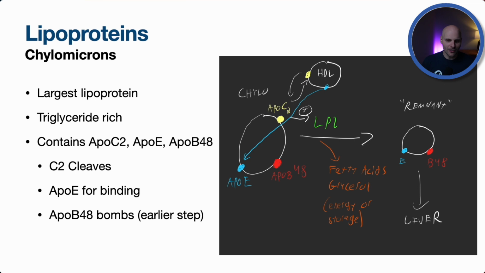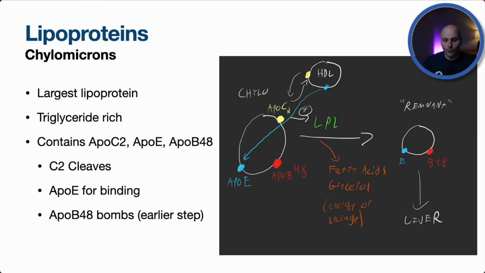But because it's changed its shape and we've gotten rid of some triglycerides and ApoC2, it's now called a remnant chylomicron. And you're going to see this terminology, remnant. A remnant is pretty much any lipoprotein after it's been stripped of triglycerides and fatty acids. What happens to these remnants is that they can go back to the liver and be absorbed by the LDL receptor. Sometimes they hang around, but for chylomicrons, essentially, we're going back to the liver.